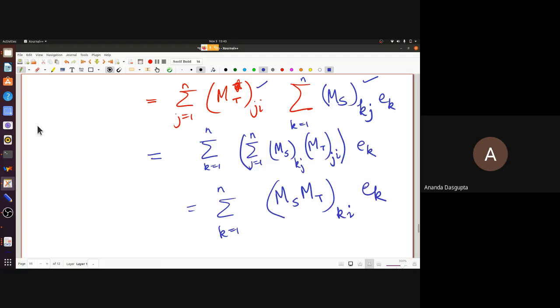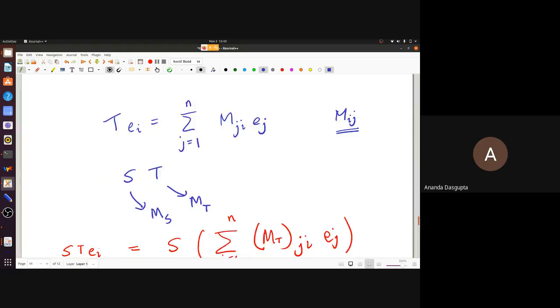So notice that what we have essentially ended up with is, if S is represented by M_S and T, the linear operator, is represented by M_T, then ST, the product linear operator, which essentially means do T first, then do S, is represented by M_S times M_T. So the matrix multiplication reflects operator multiplication. This happens because of this change of order.